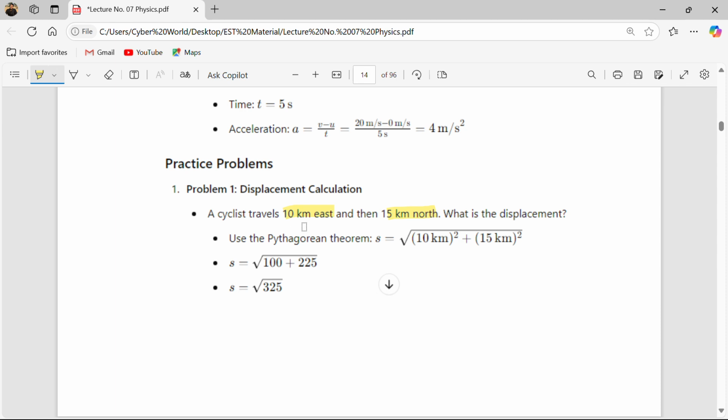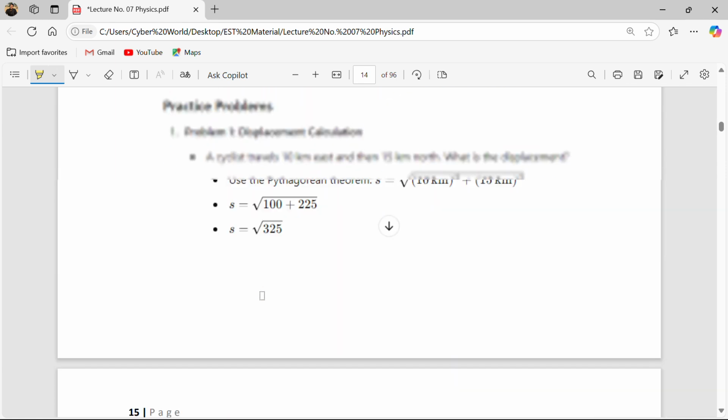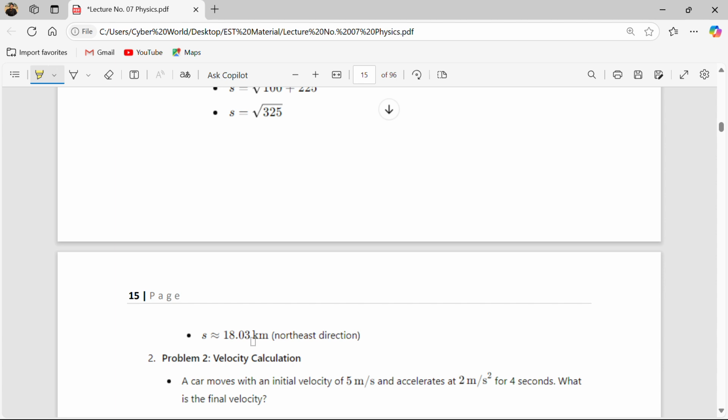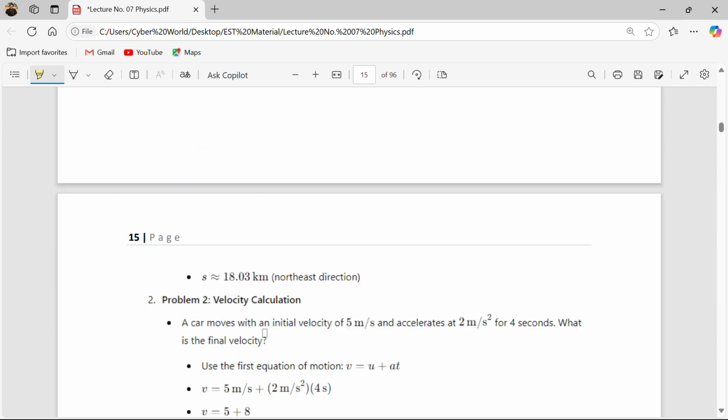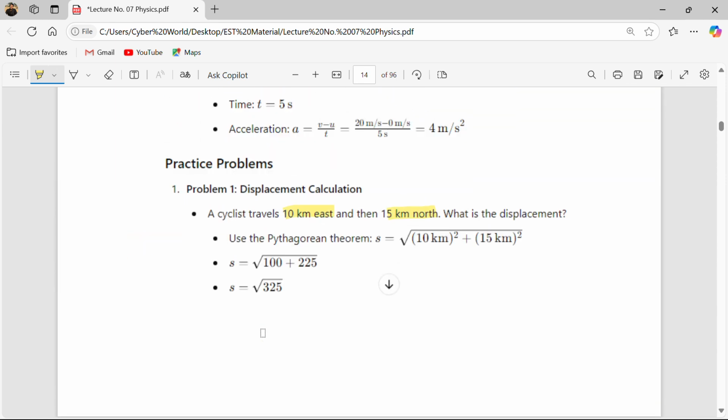Meaning the square root of a square plus b square. A is basically just 10 square plus 15 square. 10 square is 100 plus 15 square is 225. It becomes the square root of 325, and your answer is about 18.03 kilometers. Okay, so this is how you can find the displacement.